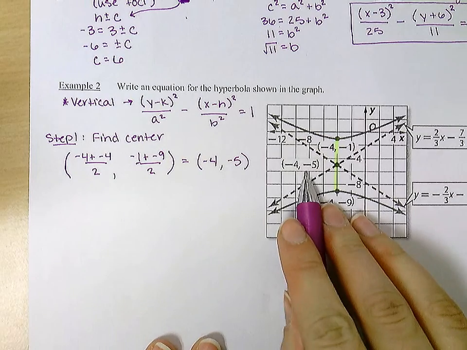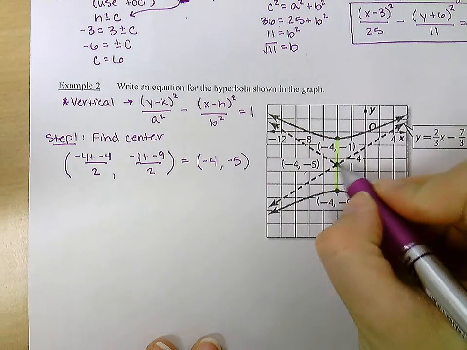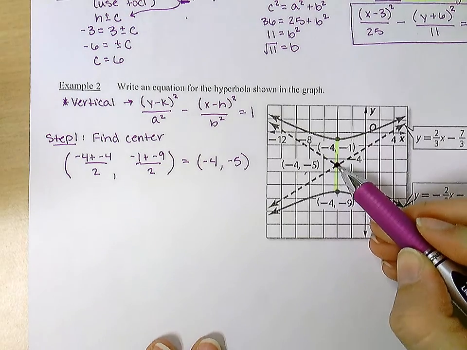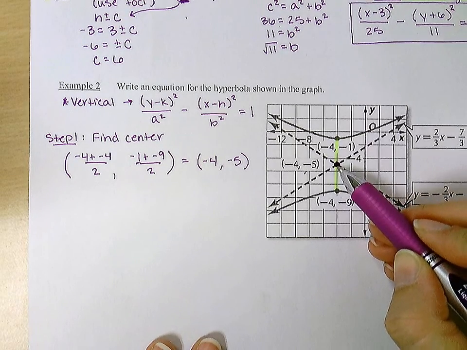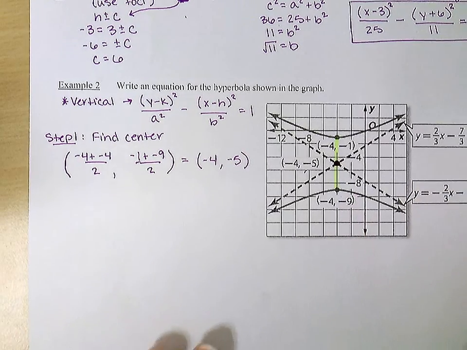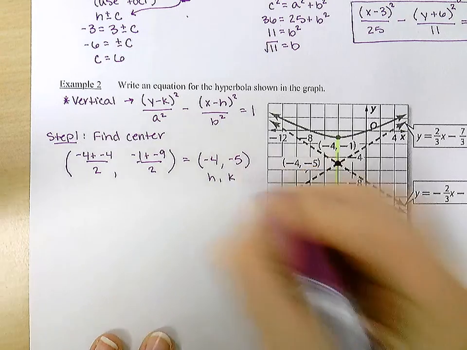And that was this point. That was already right here anyways. Okay, your asymptotes do meet at that center point as well. Your asymptotes have to go through that center point. So they meet right there. So that is your h and k value.